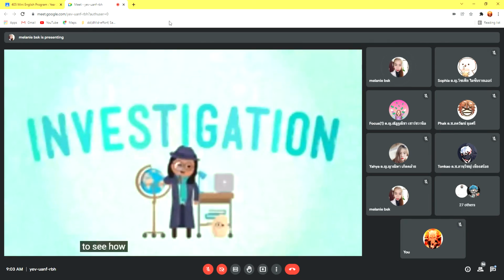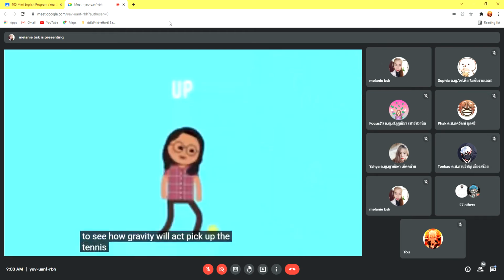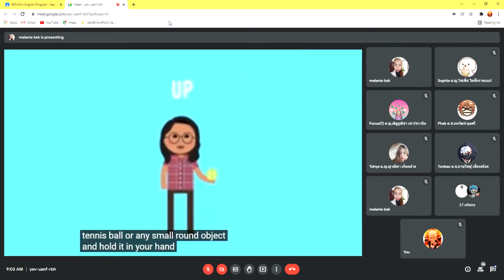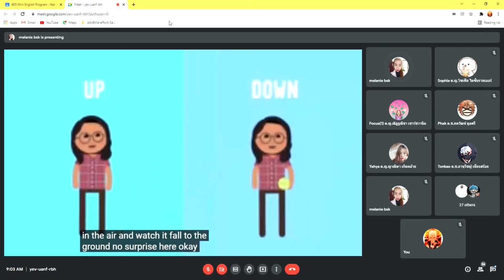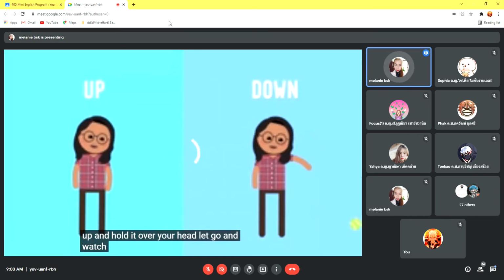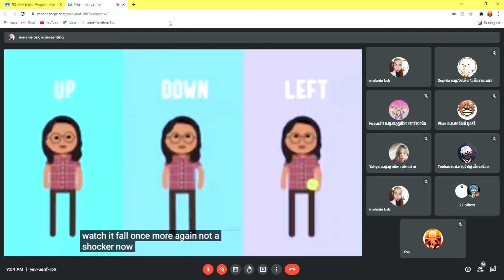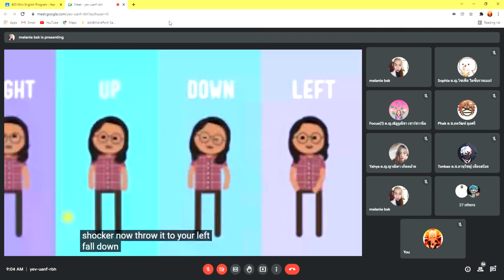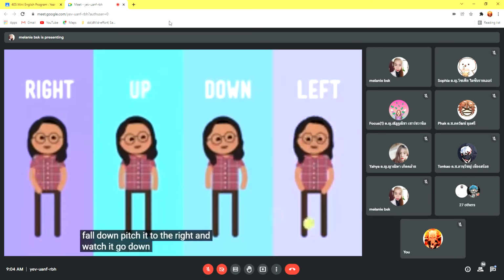To see how gravity will act, pick up a tennis ball or any small round object and hold it in your hand. Let's toss it in the air and watch it fall to the ground. No surprise here. Okay, now pick it up and hold it over your head. Let go and it falls down on the ground. Again, not a shocker. Now throw it to your left. It falls down. Pitch it to the right and watch it go down again.